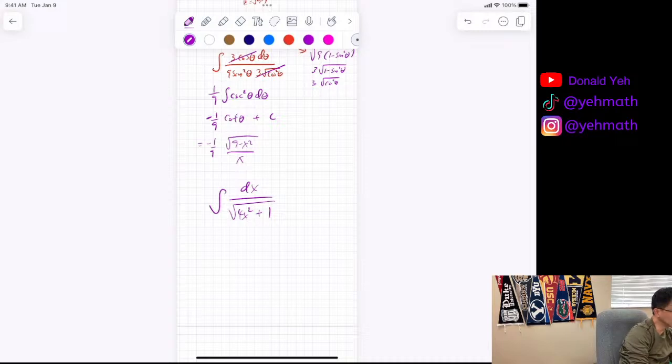It's positive. Integration of secant is positive. 1 plus tan squared theta is secant squared. That's the same thing. Then you bring the 1/2. 1/2 natural log of root 4x squared plus 1 plus 2x.